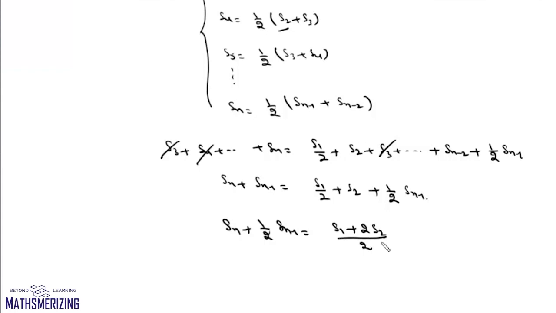S1 plus 2S2 by 2. Now since the sequence is convergent and it converges to L, so this is L and this is L, we can write 3L by 2 will be equal to S1 plus 2S2 by 2. Now this 2 and 2 will cancel. So this sequence will converge to S1 plus 2S2 by 3. And that is the answer to this question.